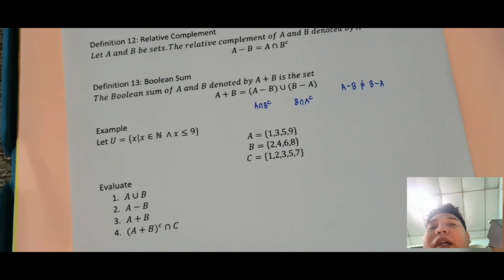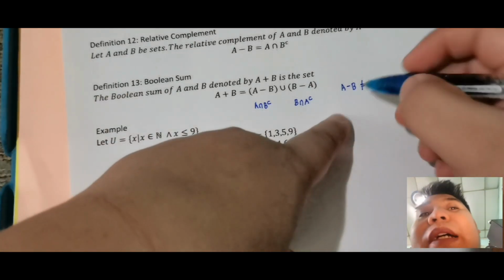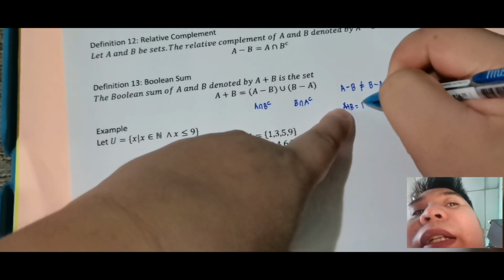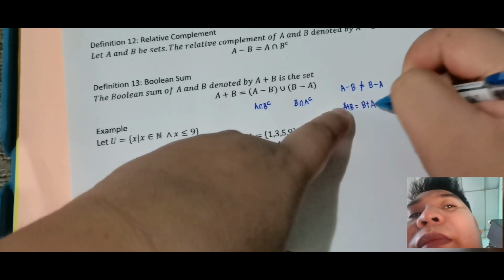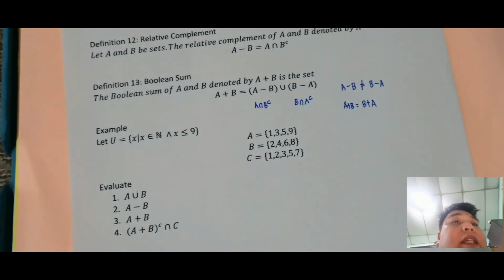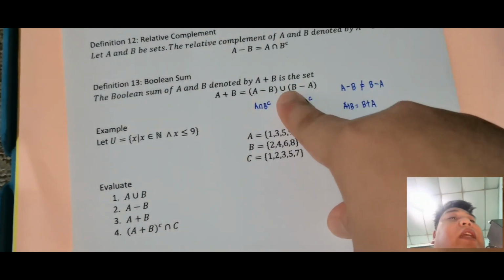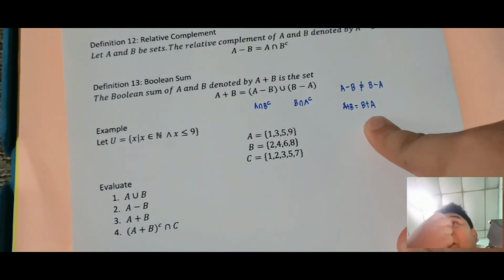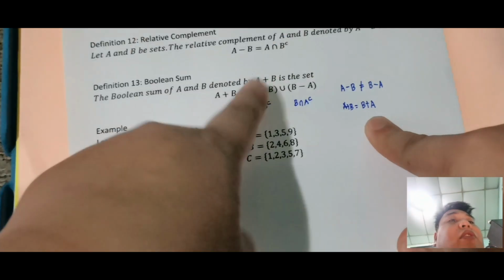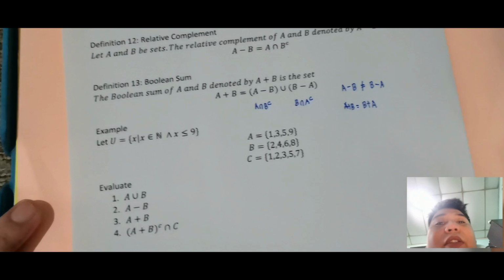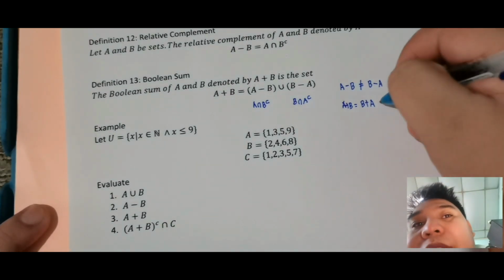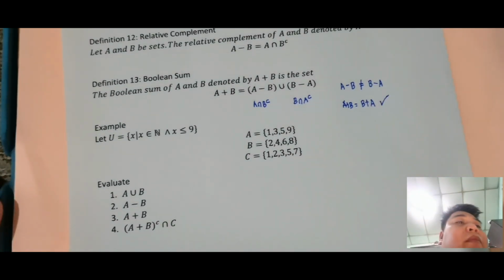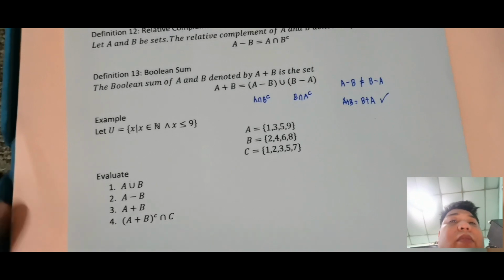Next. Baka may tanong pa, sir, equal po ba si A plus B kay B plus A? In that case, yes, equal yan, kasi union lang naman yung gitna nila. Ang mangyari lang sa B plus A, that is B minus A union A minus B, pasok pa rin yun, babaliktad lang. Equal yan. So, kung mapagbaliktad mo, okay lang naman. Proceed tayo sa example.